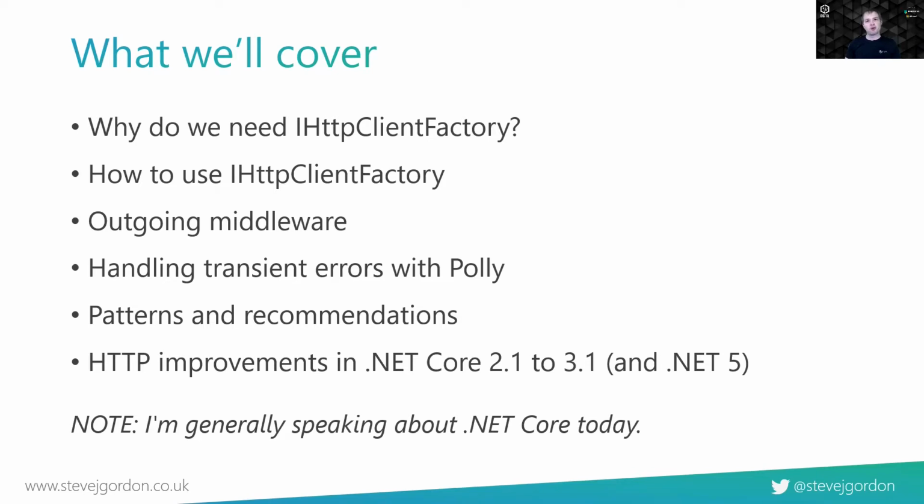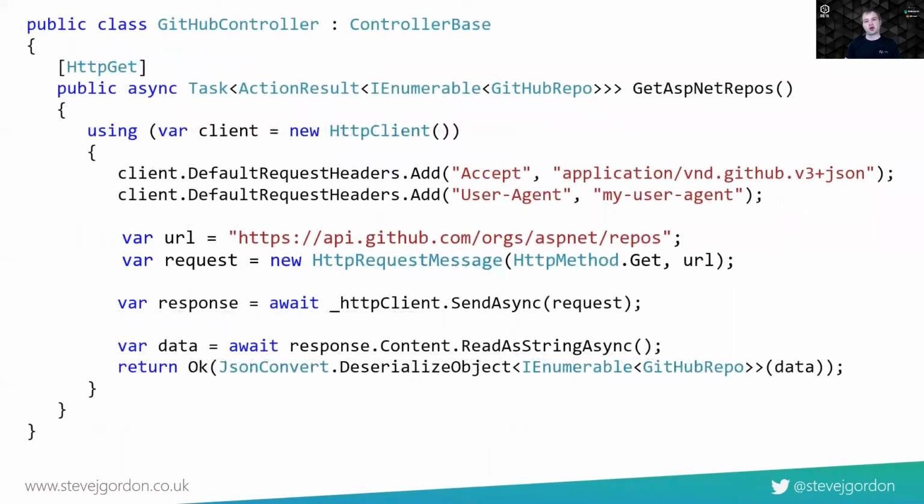And we'll wrap up at the end by reviewing some of the things that have happened since .NET Core 2.1, all the way through to .NET 5. So some of the key improvements that are being made there. We're going to start with this code. This is just example code that we're actually going to improve quite a bit as we go through the session. So this is our starting point before we refactor it and improve it.